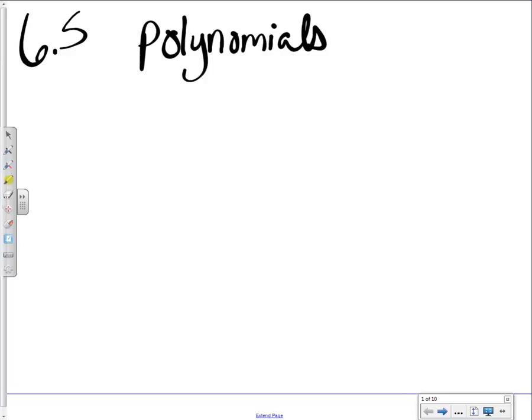All right, 6.5 is introducing you to what we call polynomials. It sounds absolutely terrible, but it's really not that bad. I would say you really need to grasp the understanding of what a polynomial is and how things are able to be combined or put together. And you need to understand this really well before you move into the next class.